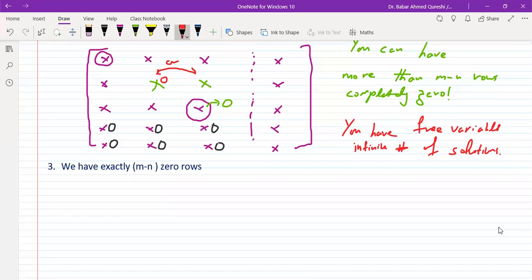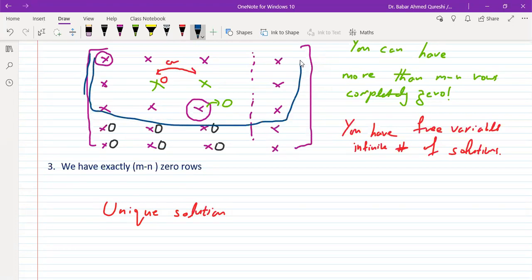But you can have the least case scenario as well, that you have exactly m minus n 0 rows. Then you will have no free variables and a unique solution. Because then your matrix would essentially be, you can neglect these 0 rows. All the information is contained in this block, which is exactly triangular. So then you will have a unique solution.